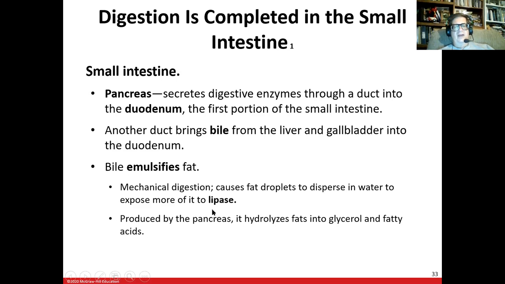Lipase is made in the pancreas, and it breaks fats into glycerol and fatty acid. I don't like the way this slide is written because some people might mistakenly think bile is also made in the pancreas. It is not. Bile is made by the liver and stored in the gallbladder. All right, so moving on.